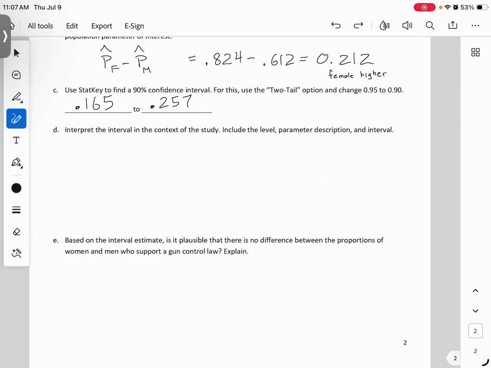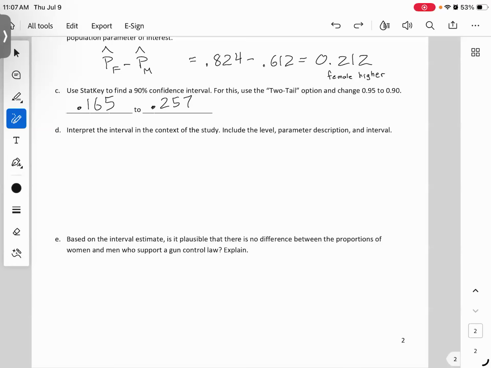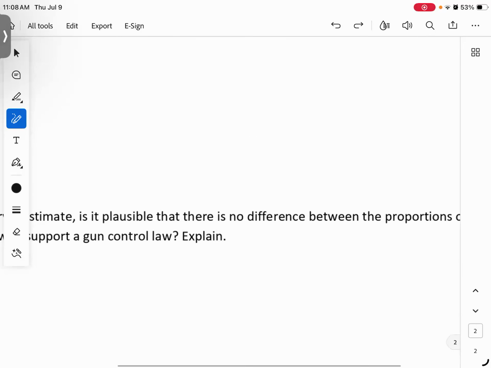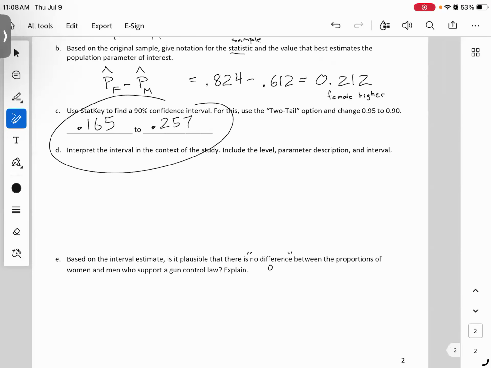So we'll do D in just a second, but what E is asking real quick is, is it plausible that there's no difference? Or in other words, that the two groups match and that they both would equally be likely to favor a gun control law? And I want you to just think about what no difference is. Number wise, that's a zero. And so another way to think about this question is, is zero in the interval? No.